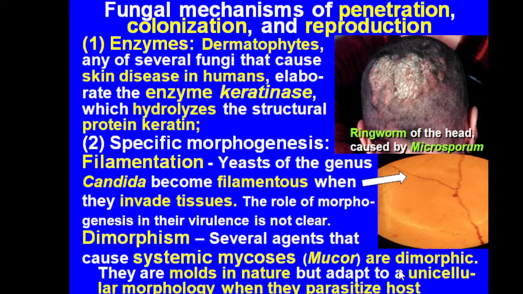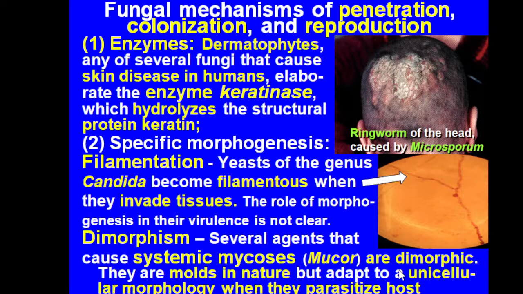Or collagenase just breaks down the collagen fibers. But fungi are much more complex organisms and they can produce many more enzymes. So sometimes it is difficult to trace the role of each particular enzyme produced by fungi in pathogenesis. But we may give some examples. For example, dermatophytes may produce the enzyme called keratinase. What it does is hydrolyze the structural protein keratin.